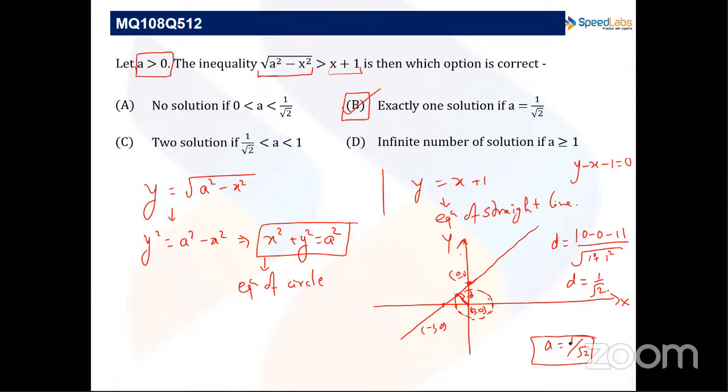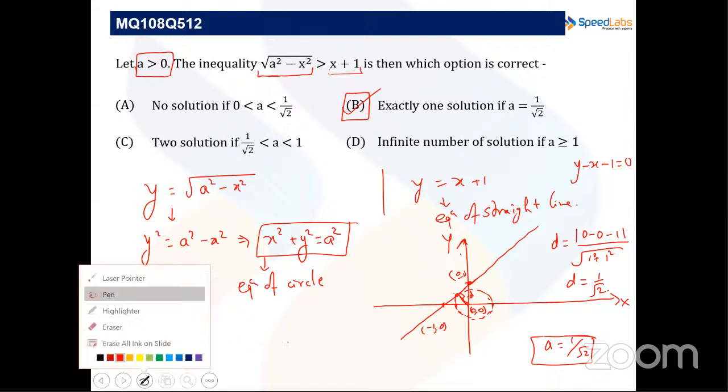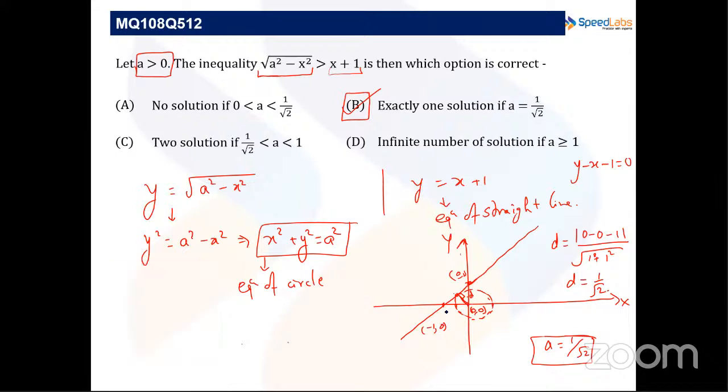So option B is correct. If this value of a is less than 1 by root 2, then we will have this circle. For a less than 1 by root 2, and obviously it is given that a is greater than 0, it will not even touch or cut. So there will be no solution. So option A is correct.